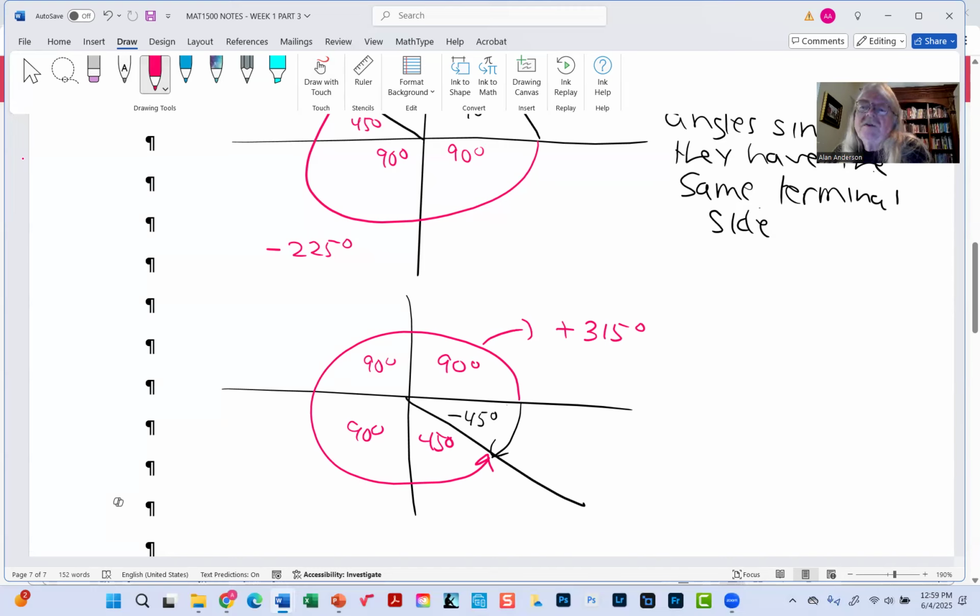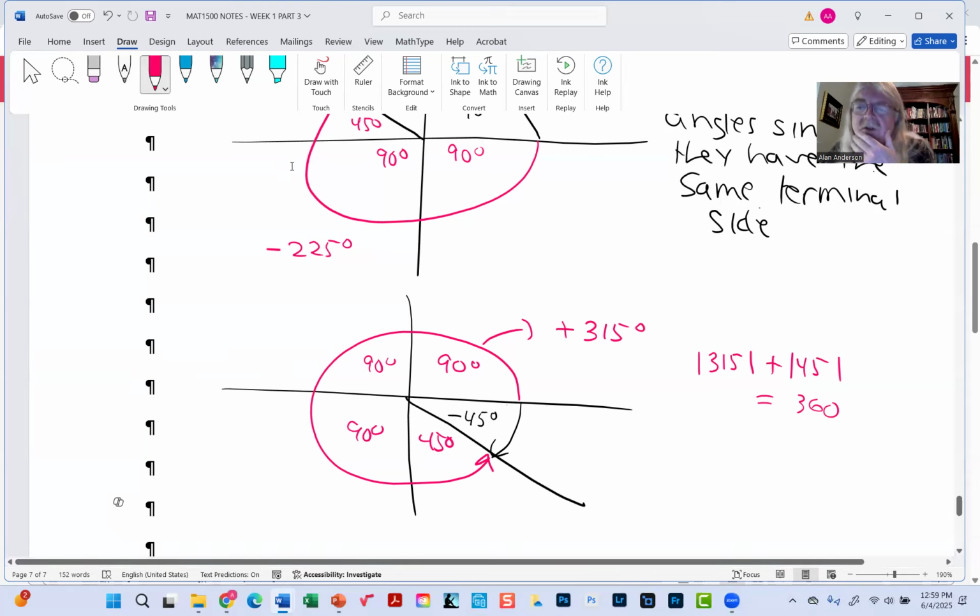Now, if you find this confusing, there's a little trick you can follow. When you have a situation like this, the absolute values have to add up to 360. So that might help you remember how to figure out what angles are coterminal with each other. Just make sure that the negative and the positive one in absolute terms add up to 360, and then you'll be all set.